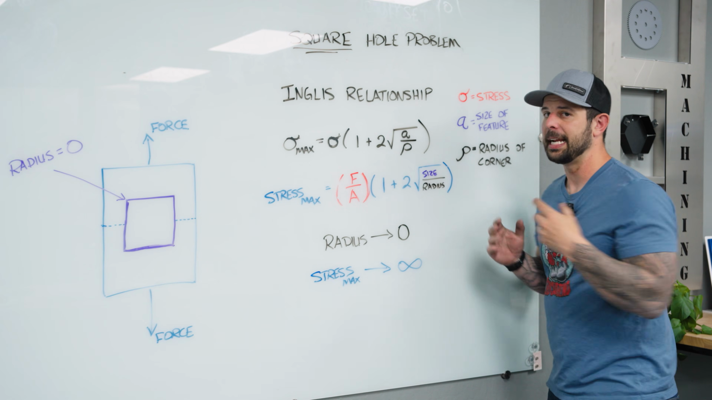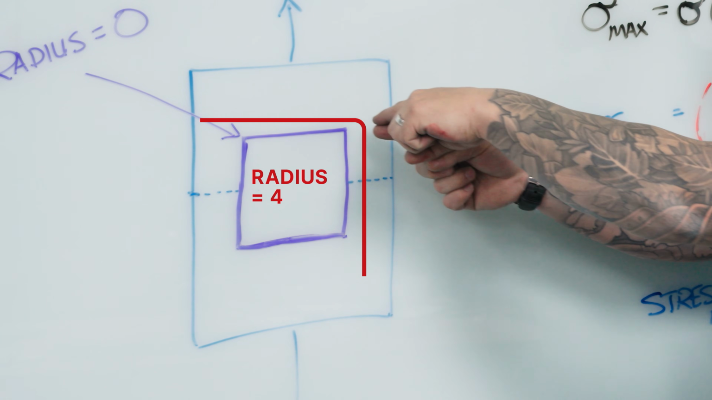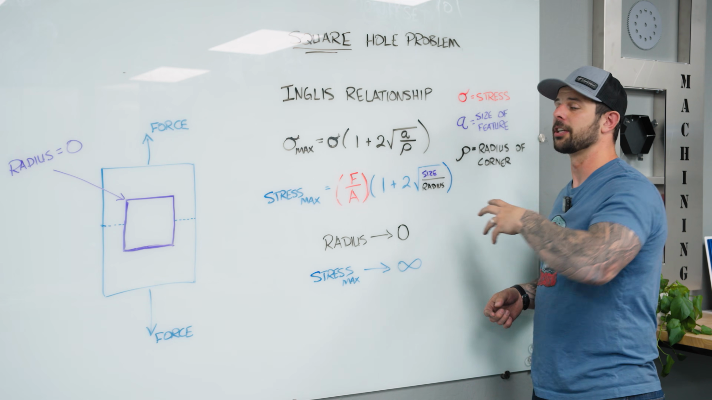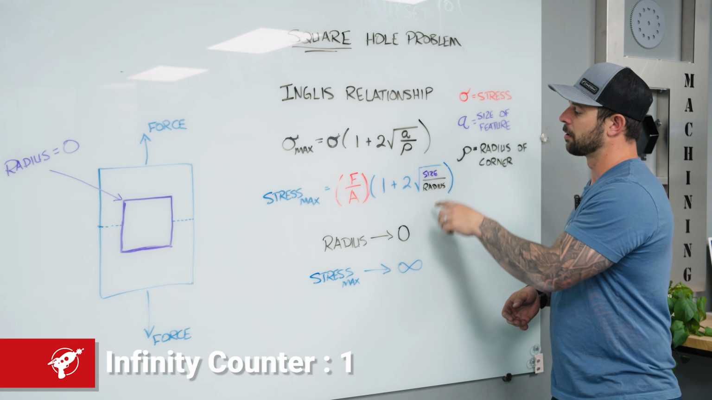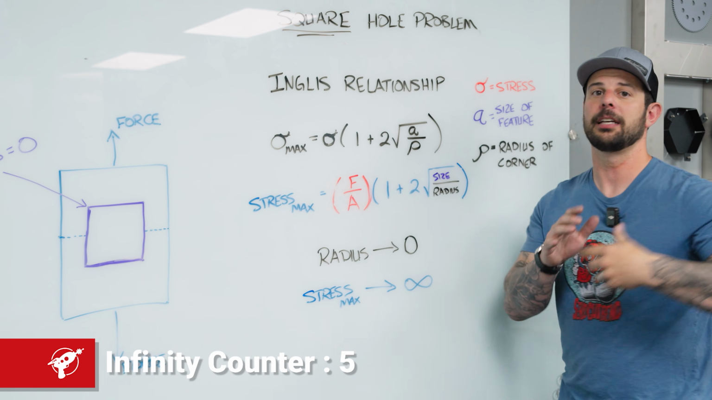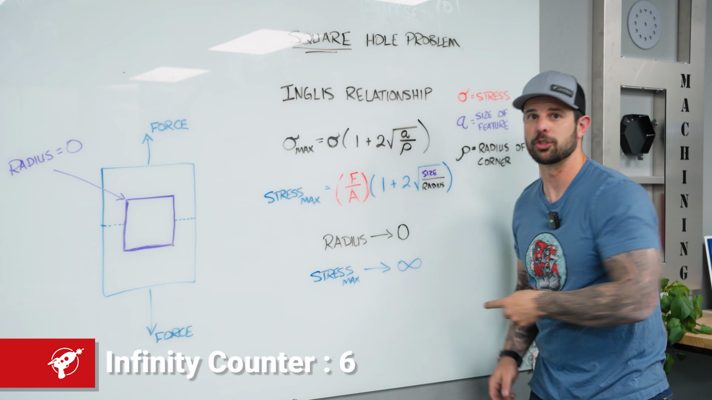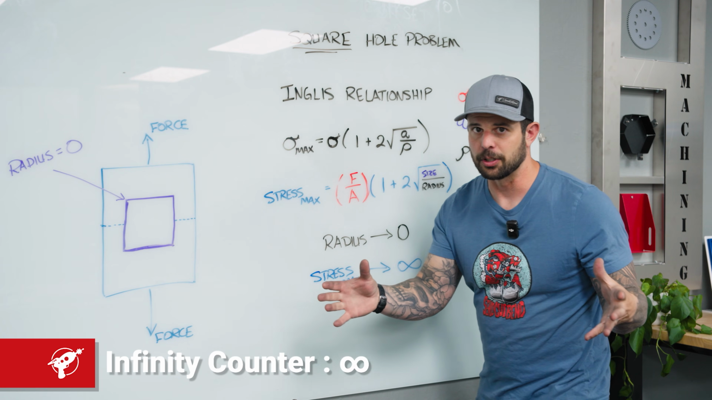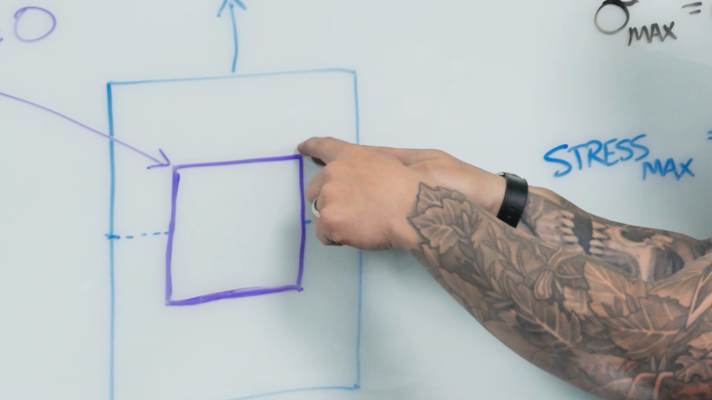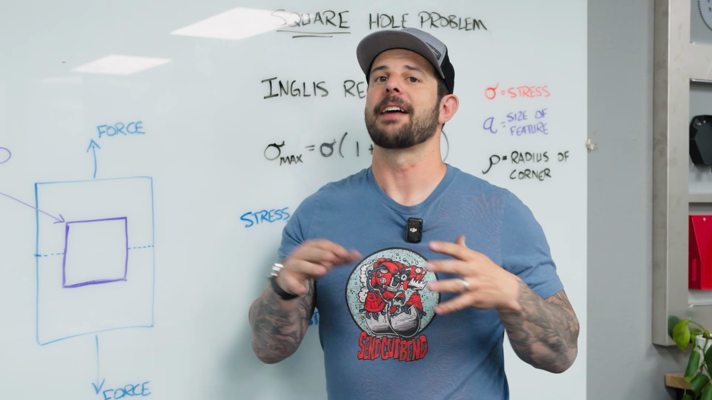More particularly, the radius. As the radius goes to 0, as we approach a perfectly square corner and get smaller and smaller and smaller, then this number gets larger all the way to infinity. As this gets to 0, this turns into infinity. Infinity times 2 is infinity. 1 plus infinity is infinity. So, therefore, our maximum stress goes to infinity. Now, what does that actually mean? Once we start applying force on our part, we end up putting all of our maximum stress into that corner, or we have a concentration of stress there causing that failure point.